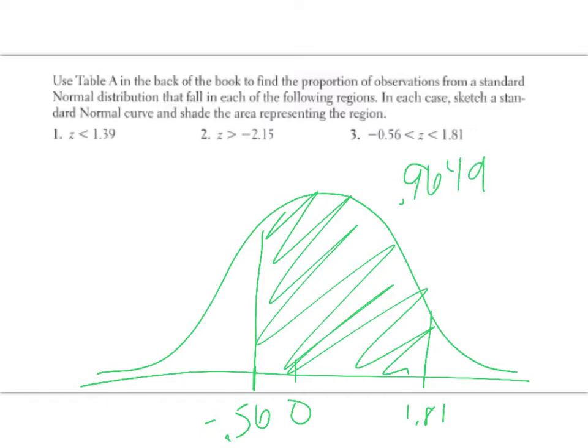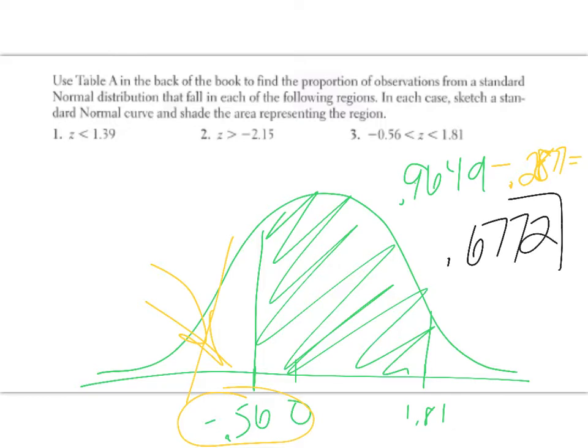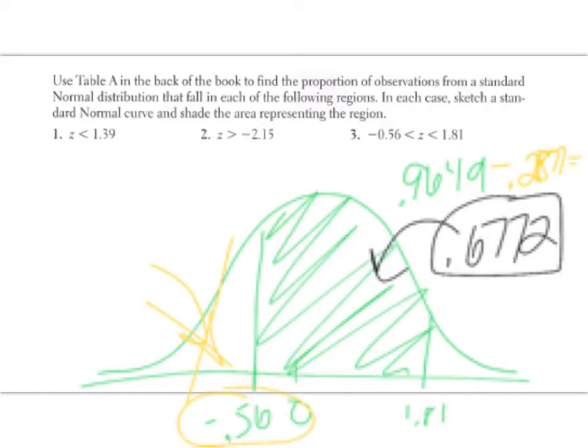Okay, and then I can use my table to find this area right here to the left of my negative 0.56, and then I don't want that part, so I can subtract it off. So my area to the left there is 0.2877. So when I subtract that from my 0.9649, I get an area of 0.6772, which is this area right here in the middle between the two.